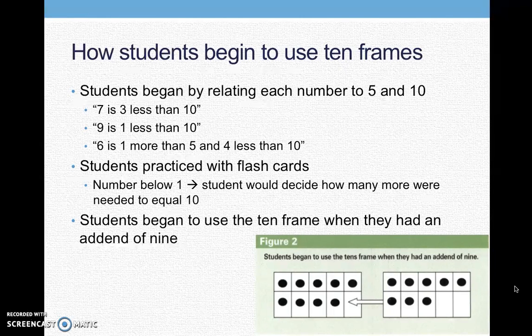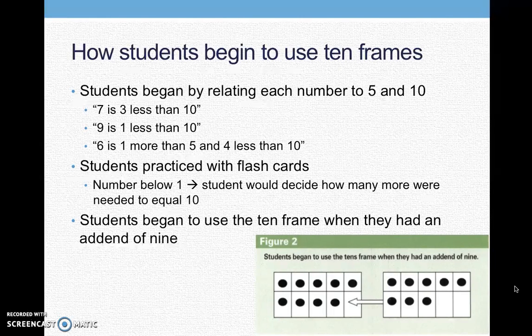In the lesson, when students were introduced to this concept, they practiced with flashcards. So one student will show a number, and the others will say how many more would be equal to 10. So for example, if the card said 3, 7 is needed to equal 10. Students began to use the 10 frame when they had an add-in of 9.